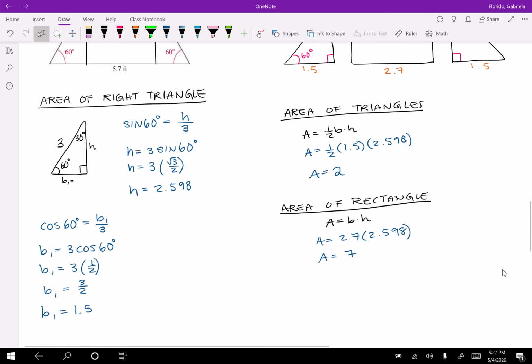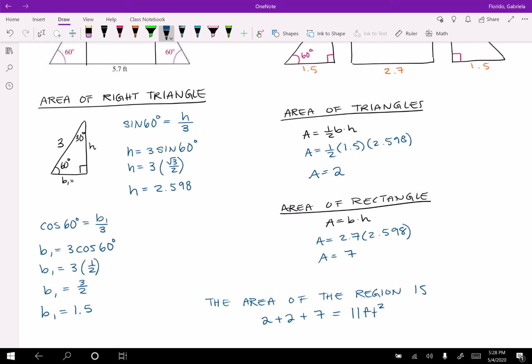So all we have to do now is sum up all the areas, and that's going to be the area of this region that we're talking about. And so the area of the region is 2 plus 2, because remember we had two right triangles, plus 7, which is the area of my rectangle, and that gives us 11 feet squared, because remember we're working with feet. Feet is our units.